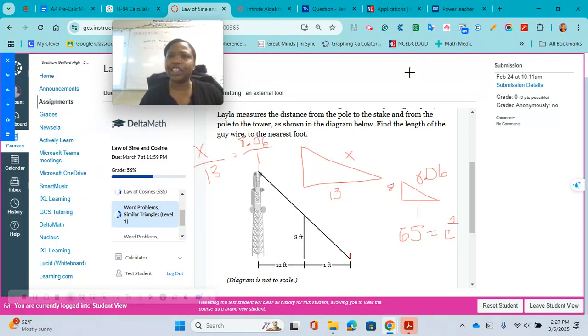Wait, you did 13 times 8.06? Oh, yeah, I did it wrong. Okay. 13 times 8.06. Yeah, 104.8. I put in a couple of extra decimals. So 104.8, and we got to round it to the nearest foot, so that would be 105.